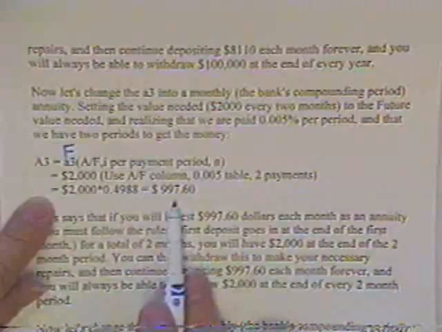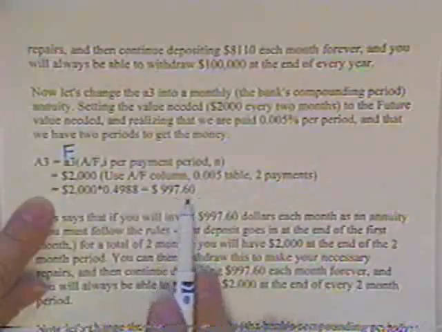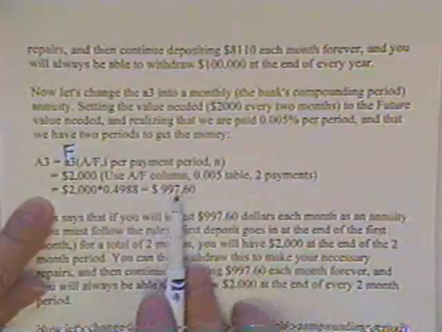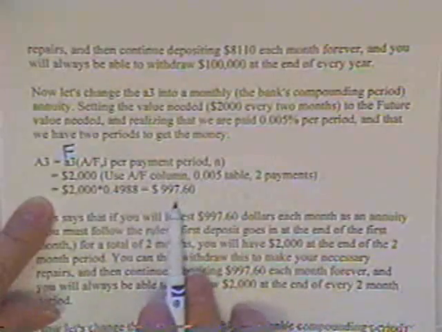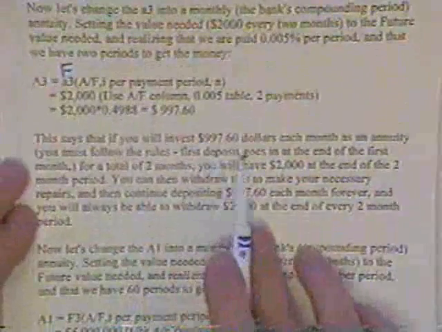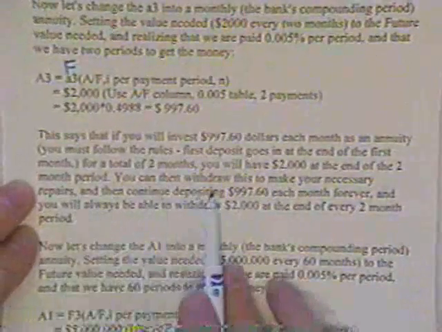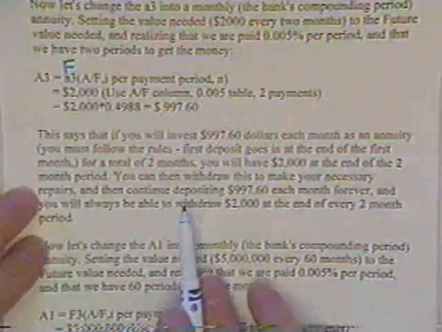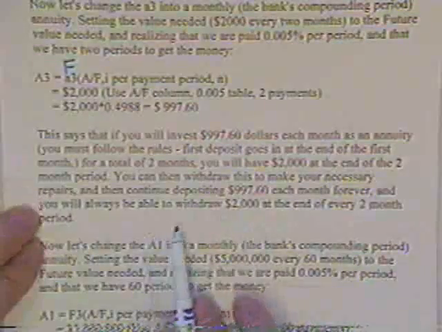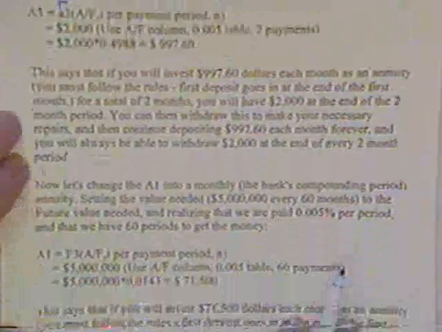You could easily check this. You would add $997.60 times, well, you'd have to raise it to the 12th power, wouldn't you? Not real easy. But anyway, you do that and you'll find that you'll have the $2,000 necessary. That means if you invest $997 each month, you'll have $2,000 at the end of the second month period. You can withdraw that $2,000. Of course, the next month you'll be depositing another $997 forever and forever, and therefore you'll always be able to withdraw the $2,000 at the end of every 2 month period.